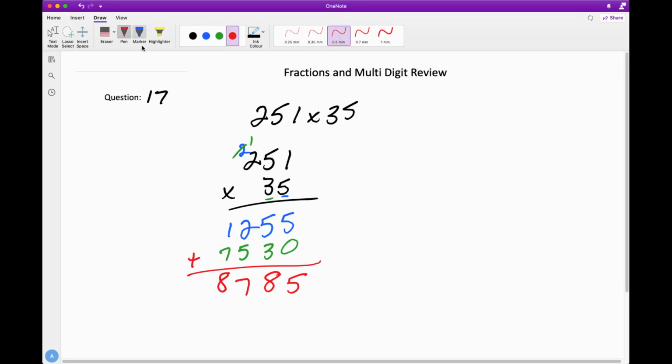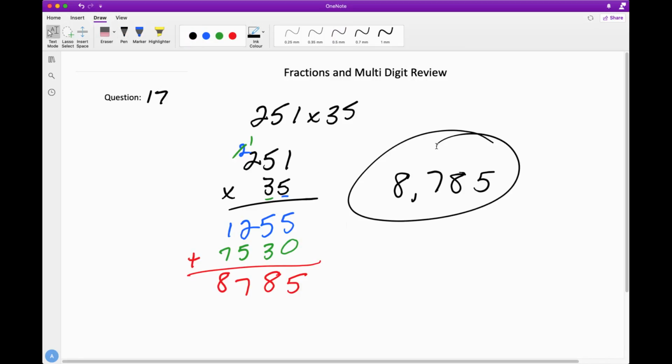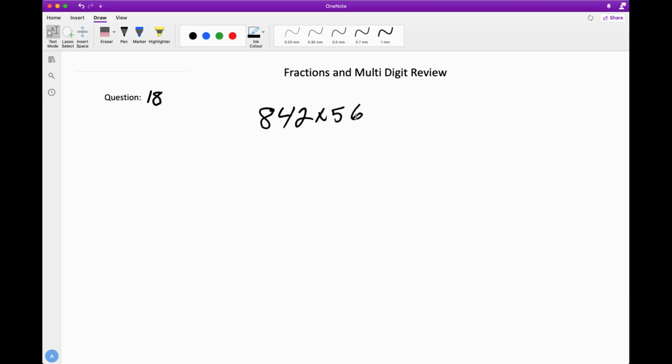I almost did it again. So now we have 8,785. All right, same thing here again. We're going to write them on top of each other. We're going to put the larger one on top. So now we're going to multiply.